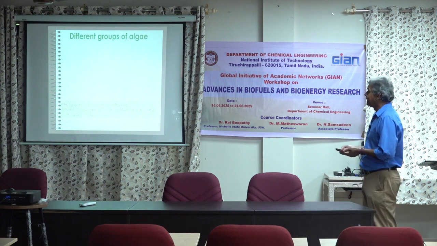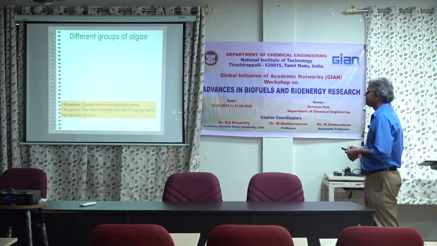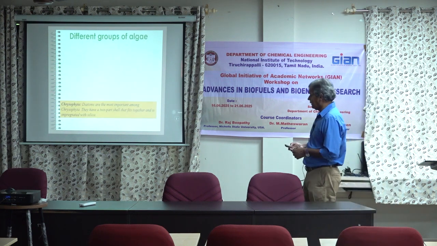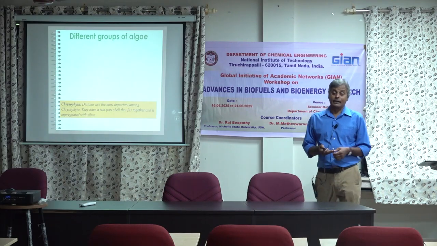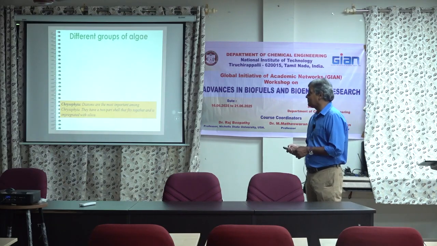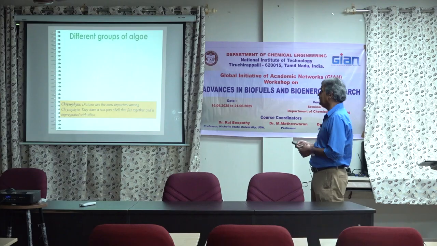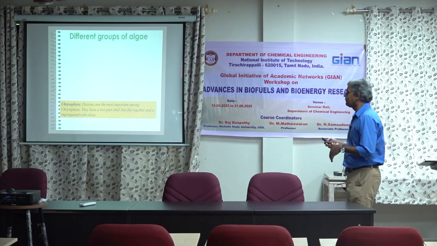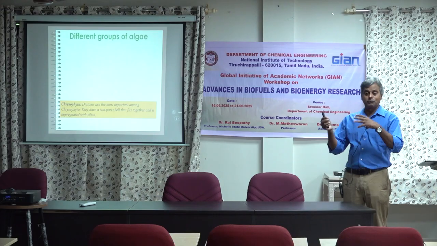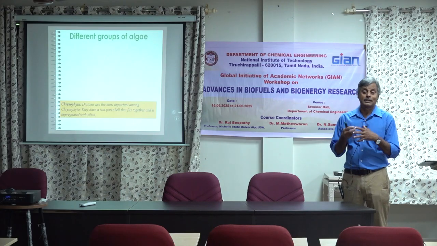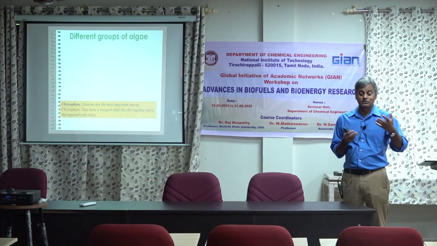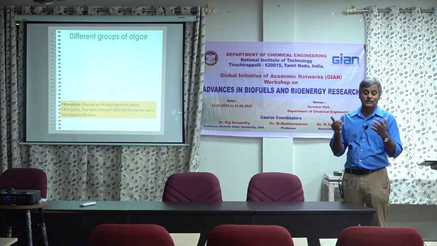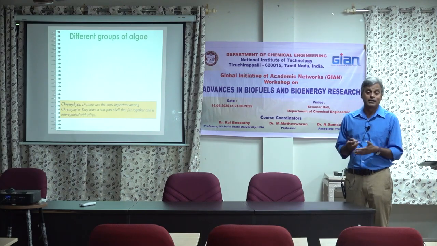Okay. Then we have a group we call Chrysophyta. This is commonly what we call diatoms. And these are the most important among the Chrysophyta. They have two parts, a shell that fits together and is impregnated with silica. That's important in the seashore and other places. There's a lot of silica in it, and the dinoflagellates dominate this ecosystem.